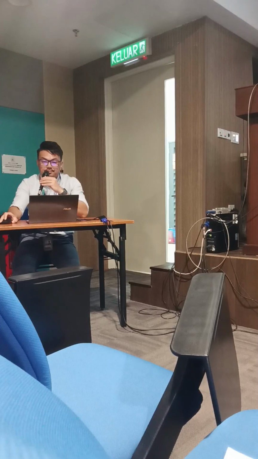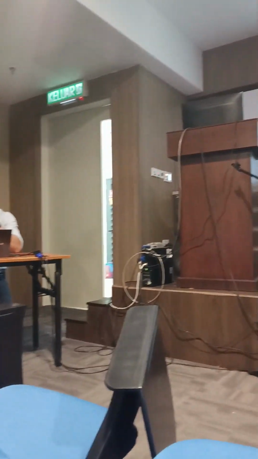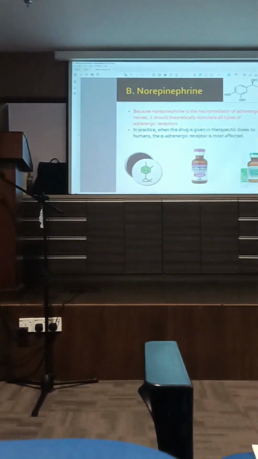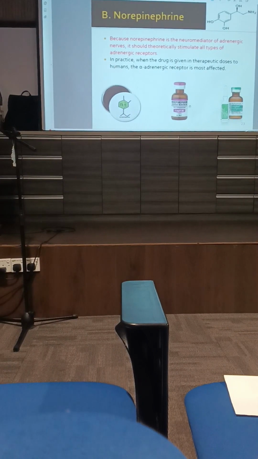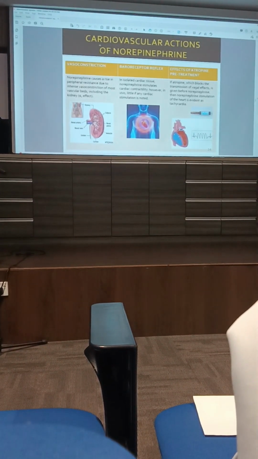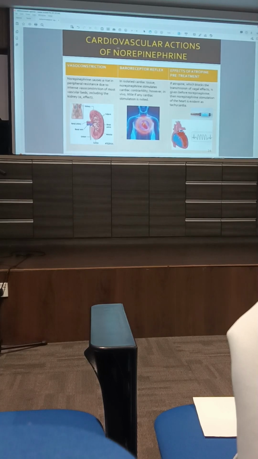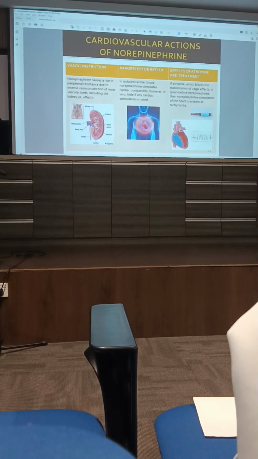Okay. So now we focus on norepinephrine. It's a neuromediator of adrenergic nerves, and it should theoretically stimulate all types of adrenergic receptors. So these are normally in liquid form. For this slide, we only look at the cardiovascular section: it can cause vasoconstriction, baroreceptor reflex, and it will affect atropine pretreatment.